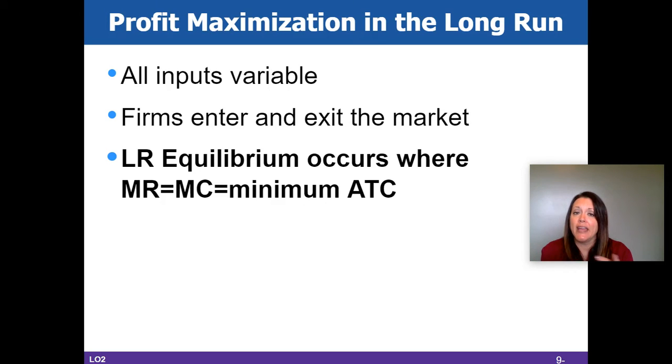And when the supply curve shifts, we know that that affects price. And when price shifts, we know that affects profit. So all of those things that you've learned about supply and demand are all sort of coming together right here. So long run equilibrium will occur in perfect competition where marginal revenue equals marginal cost equals your minimum average total cost.